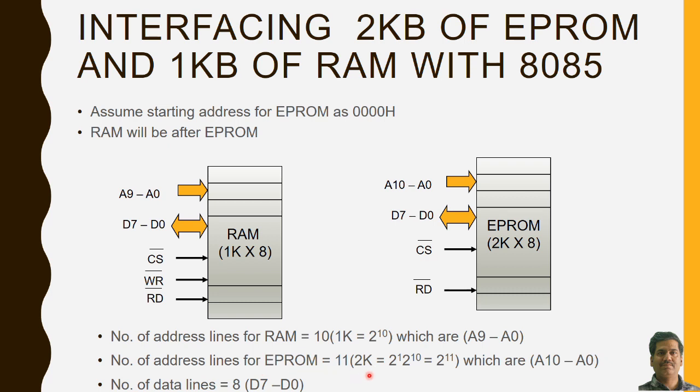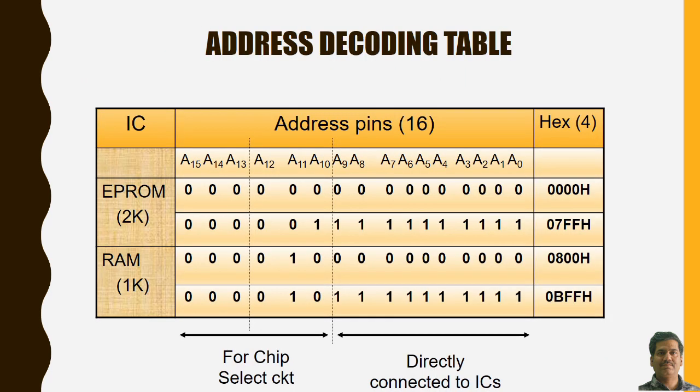So 11 is nothing but, in this case 2K, that is 2 times 2 to the power 10, that is 2 to the power 11. So n is equal to 11, which is from A10 to A0. And the number of data lines in both cases is always 8. The address decoding table for interfacing this 2K EEPROM and 1K RAM is shown in the figure.